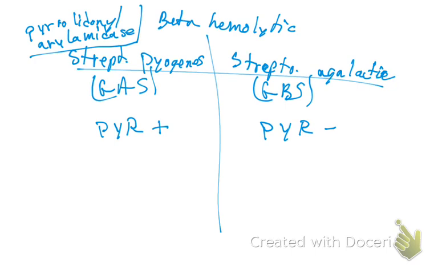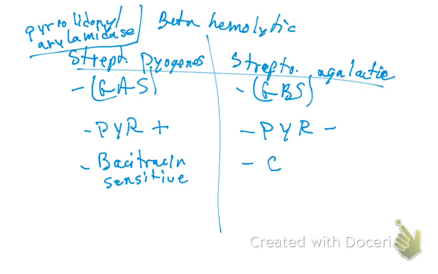So I'm probably saying, okay, but do you have anything more that I should learn? Yes. We can also check bacitracin. Bacitracin we use only in this case for Streptococcus pyogenes, and it's going to be sensitive. But it doesn't stop here, because Streptococcus agalactiae has something more that we can check.